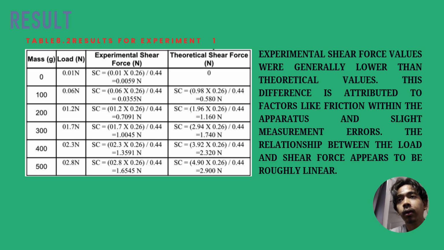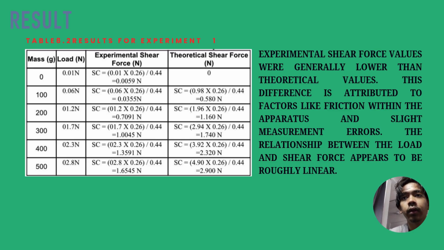As you can see at table 8.2, results from experiment 1. Mass 0, load 0.01, and experimental shear force 0.01 times 0.26 over 0.44 equals 0.0059 newtons. Theoretical shear force equals 0. When the mass is 100, load 0.06 newtons, 0.06 times 0.26 over 0.44 equals 0.0355 newton.